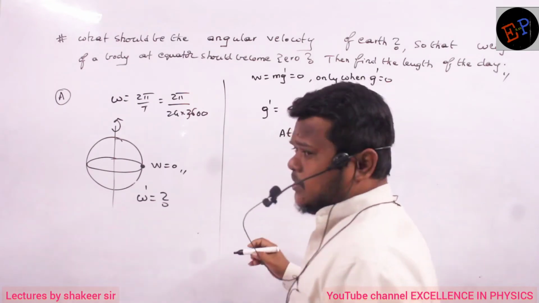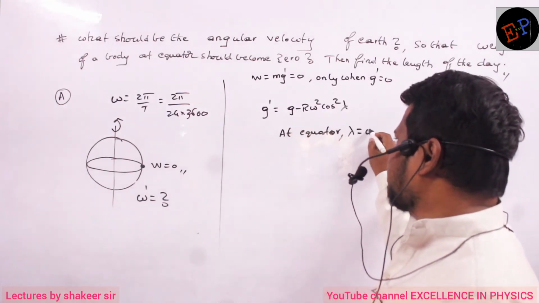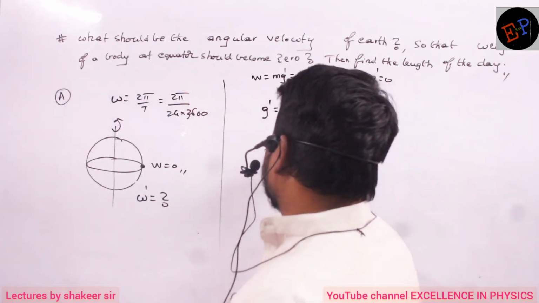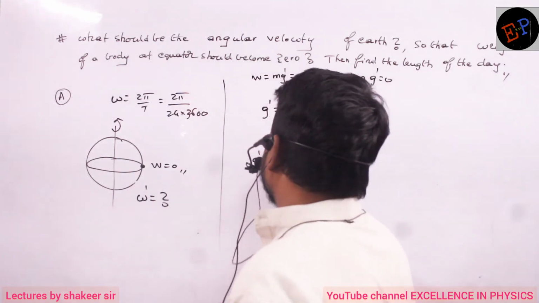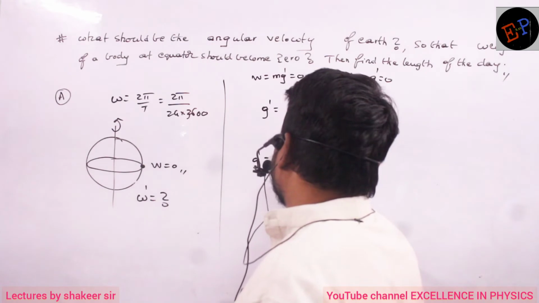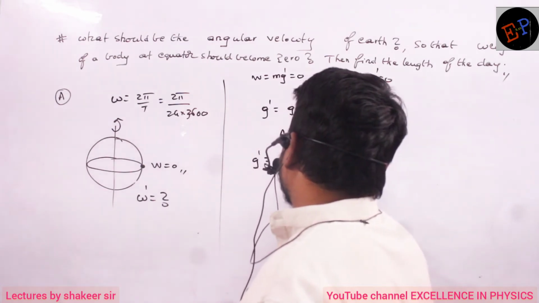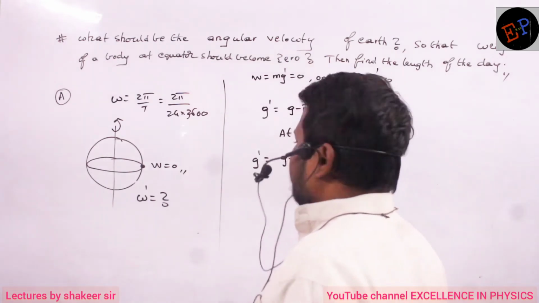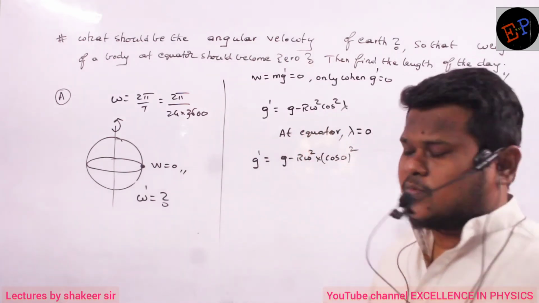At the equator, lambda means latitude, no? The latitude of a place at the equator is zero. Are you able to understand? So therefore, now substitute. g dash is equal to g minus R omega square multiplied by cos zero whole square. Okay, cos zero is 1.